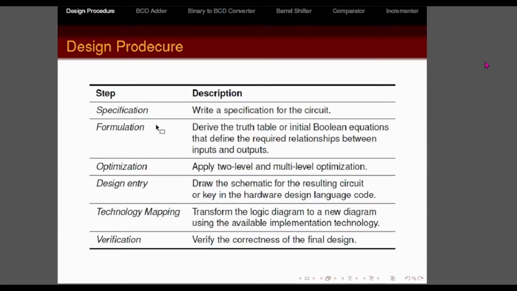The process is the same as when you do your project. First, you have to write a specification for the circuit, or maybe you are given a specification of a system or circuit, and then you do formulation. By formulation, I mean you derive the truth table or initial equation that defines the required relationship between the inputs. And you optimize the two-level optimization.